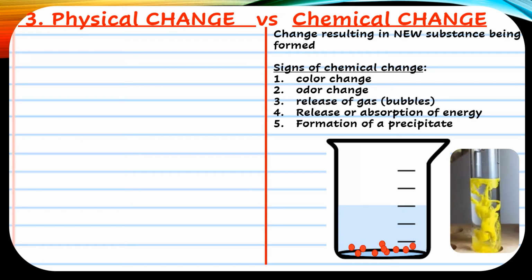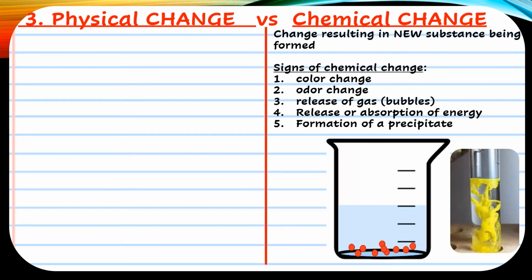Now, we have these 5 signs of a chemical change, but you don't need to have all 5 to call it a chemical change. If you see any one of these, it's a chemical change. You might have just the color changing and nothing else. Well, that's a chemical change. Or if it starts to bubble, that's a chemical change.